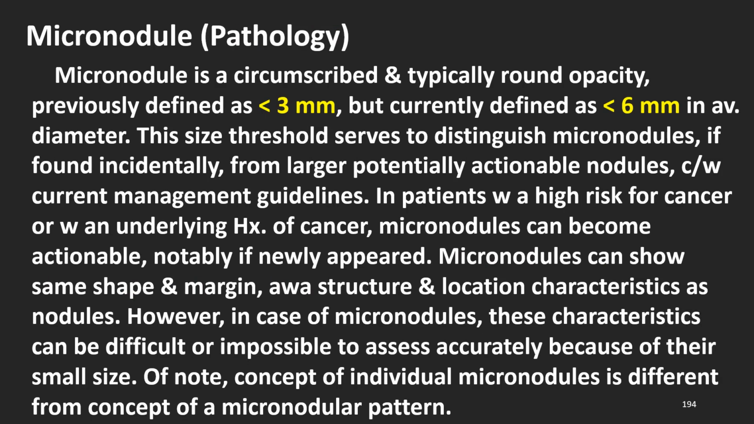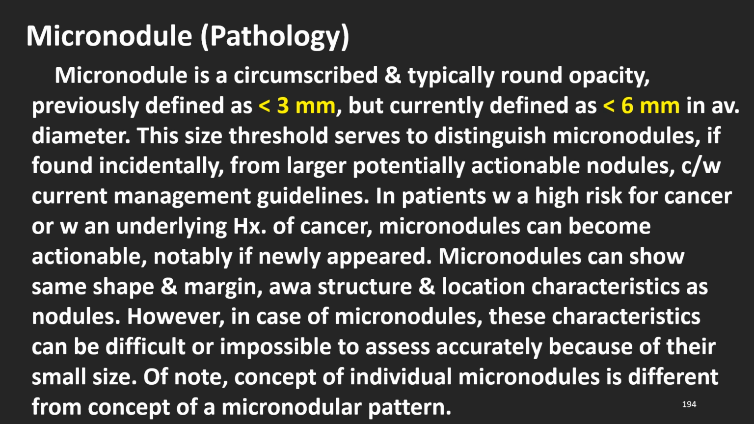Micronodule pathology. Micronodule is circumscribed and typically round opacity, previously defined as less than 3 mm, but currently defined as less than 6 mm in average diameter. This size threshold serves to distinguish micronodules, if found incidentally, from larger potentially actionable nodules, compatible with current management guidelines.